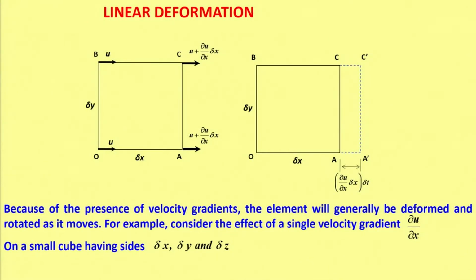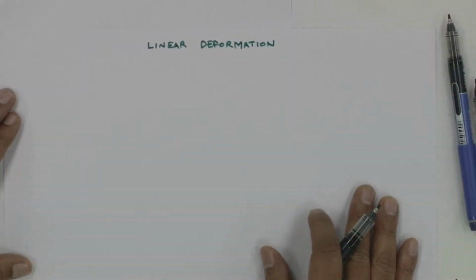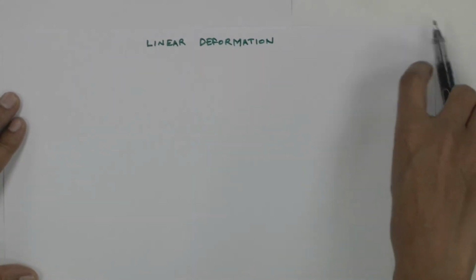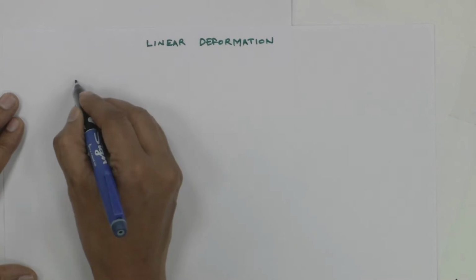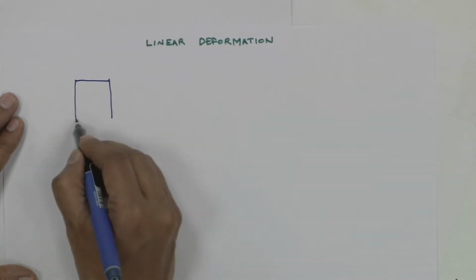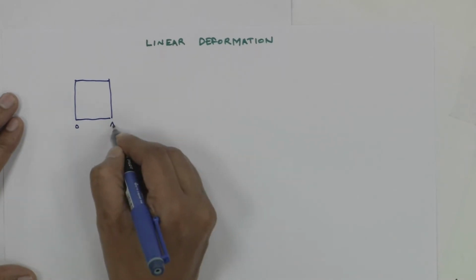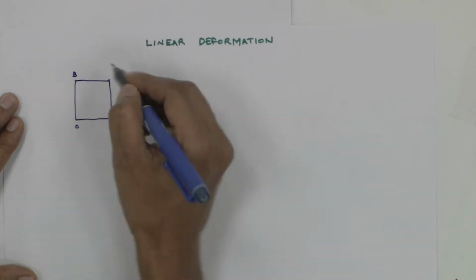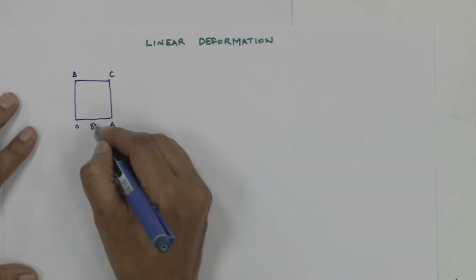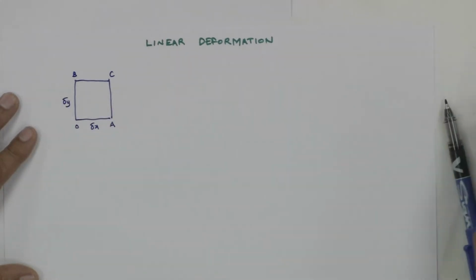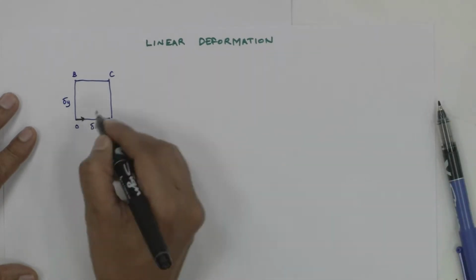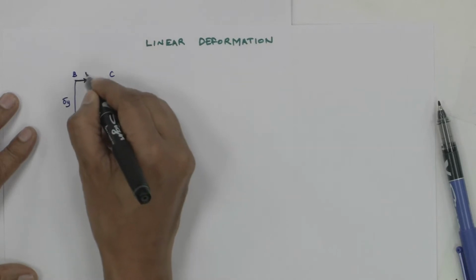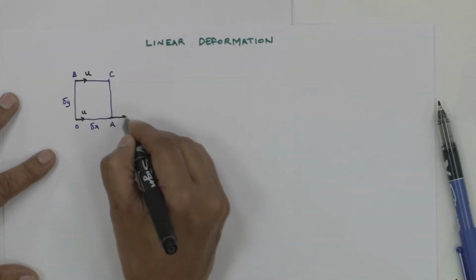So that is linear deformation. Let me come back to the write-up. Let's now start deriving. Linear deformation. If I draw the square, let us call this O, A, B and C, and this is delta x, delta y. What is the velocity here? At O it is u, and what is the velocity at B? It is u.